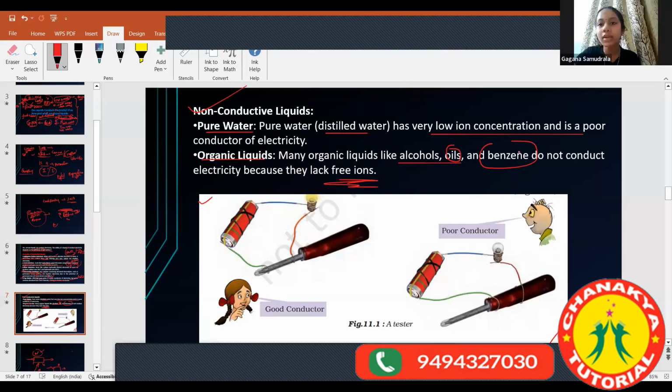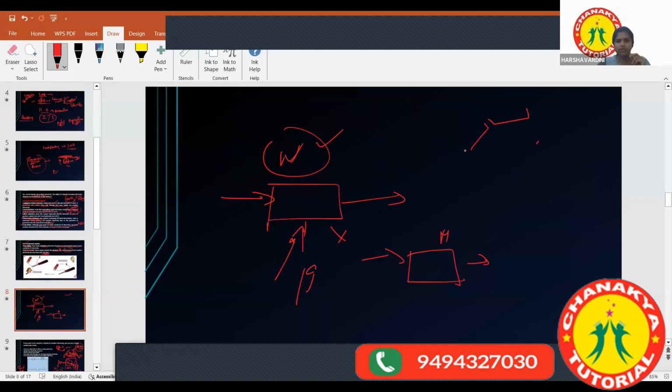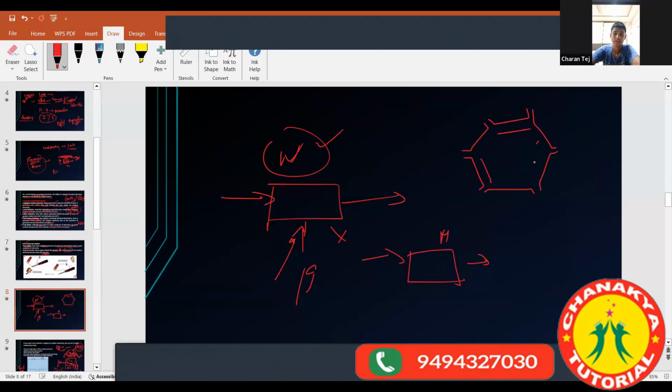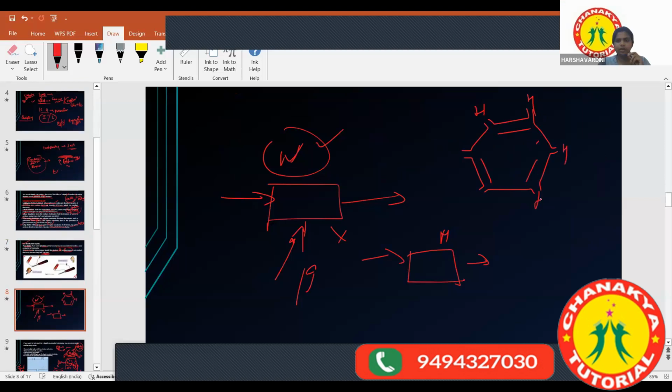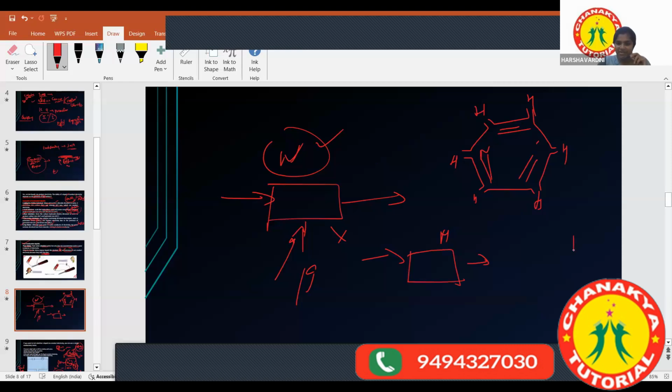What is benzene? Benzene is a chemical compound. Basically, the benzene structure looks like this, with alternate double bonds and hydrogen attached at all the corners. This is a chemical representation of benzene. You won't understand much about benzene now because it's 11th standard portion, so you can leave it.